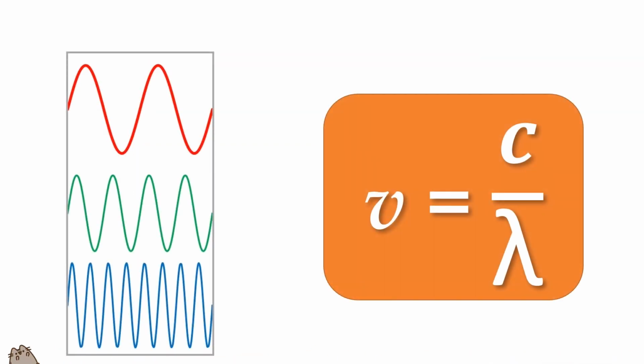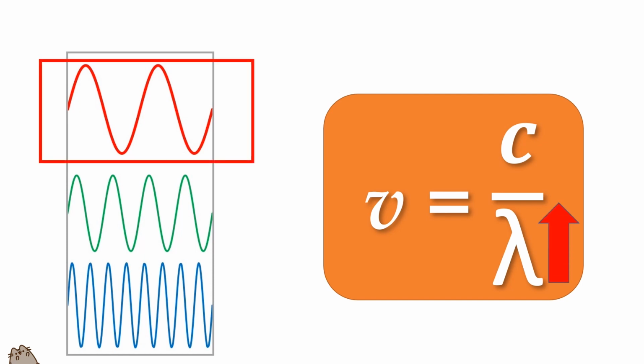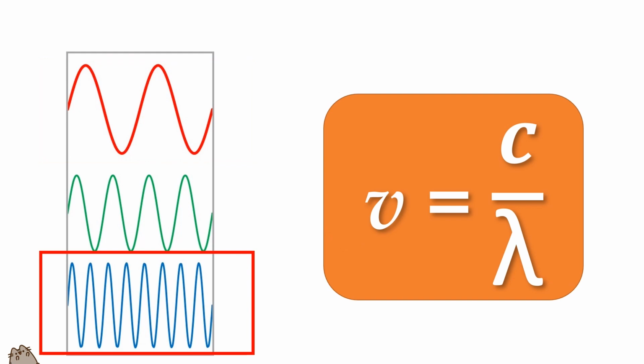Note how the frequency and the wavelength are inversely proportional. In this example, I solve for the frequency, which is equal to c over lambda. At higher wavelengths, the frequency is low. Conversely, the shorter the wavelength, the higher the frequency.